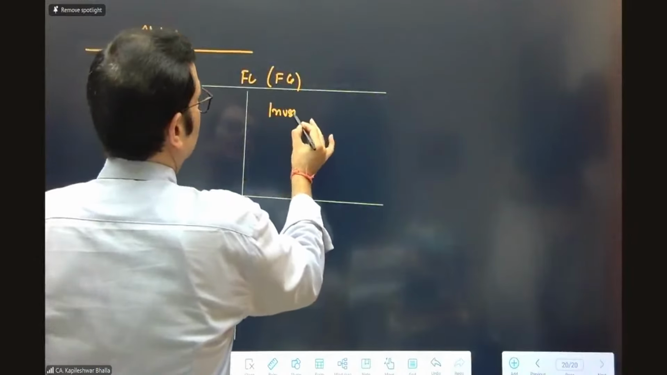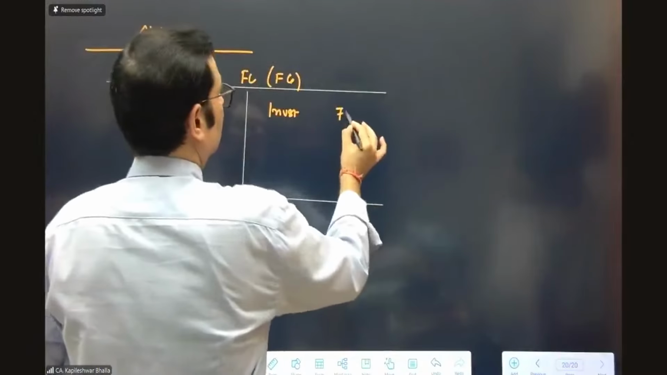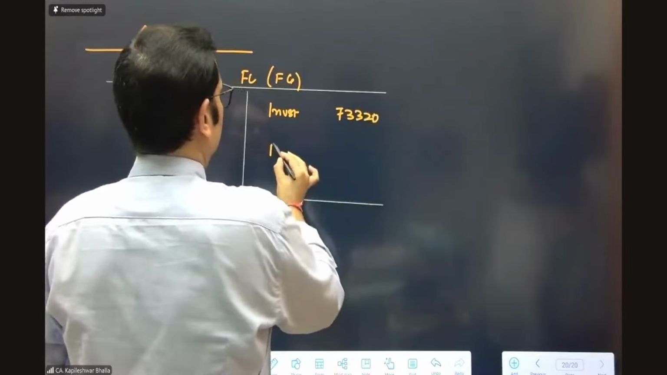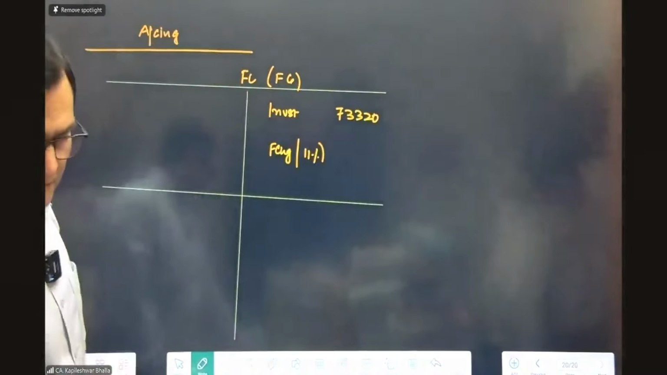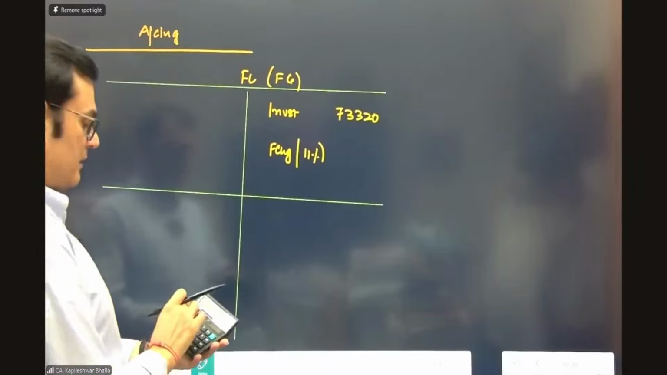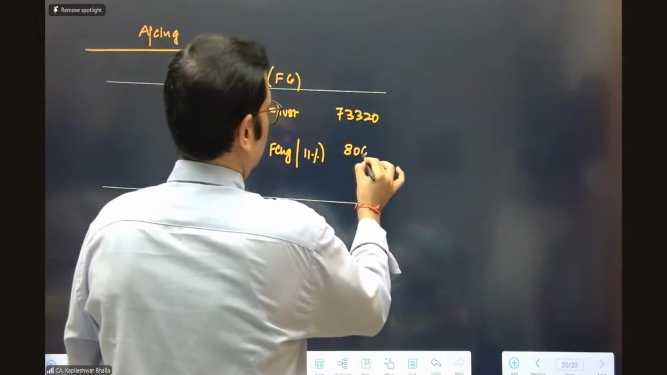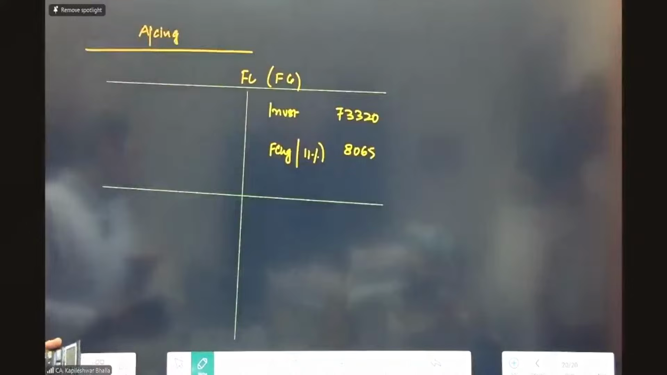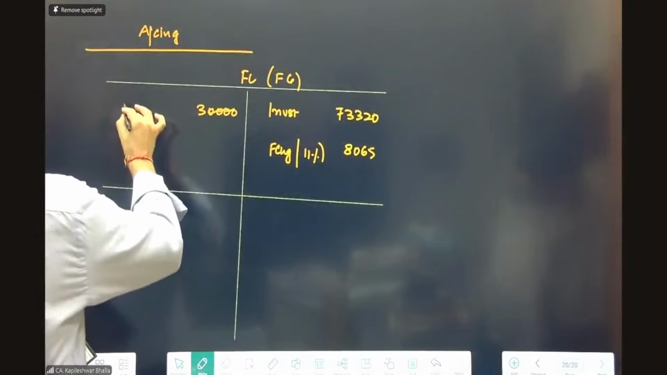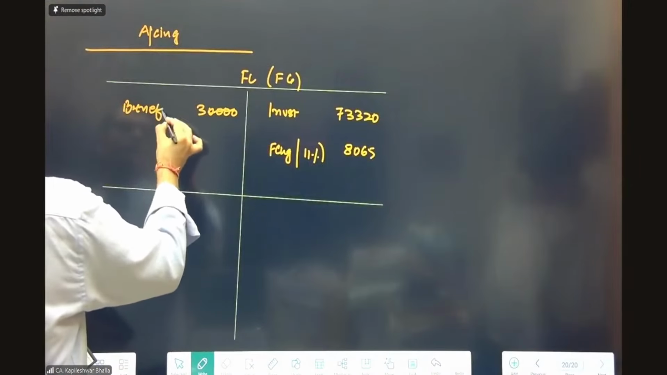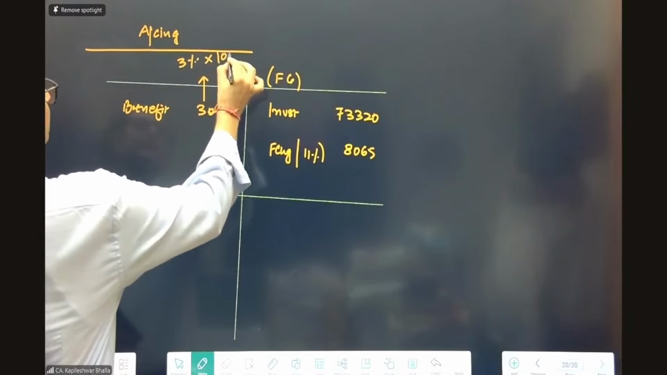So this is the investment, 73,320. And we consider the finance charge at the rate of 11% on this. So let's see, 73,320 into 11%, 8,065. And each year you're passing on the benefit, that is 30,000. That 30,000 is nothing but the differential interest, that is 3% of 10 lakhs.